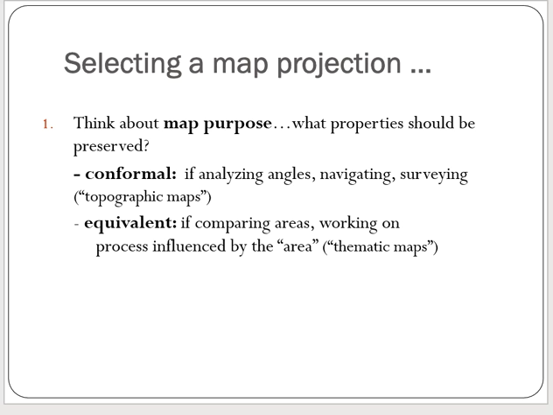So again, when you are selecting a map projection for your map, you have to think about your map purpose. What properties should be preserved? If you're analyzing angles or navigating or surveying, you would want to have a conformal map projection. Now, if you're comparing areas, working on processes influenced by the area, such as thematic maps, you would want to use an equivalent map projection.